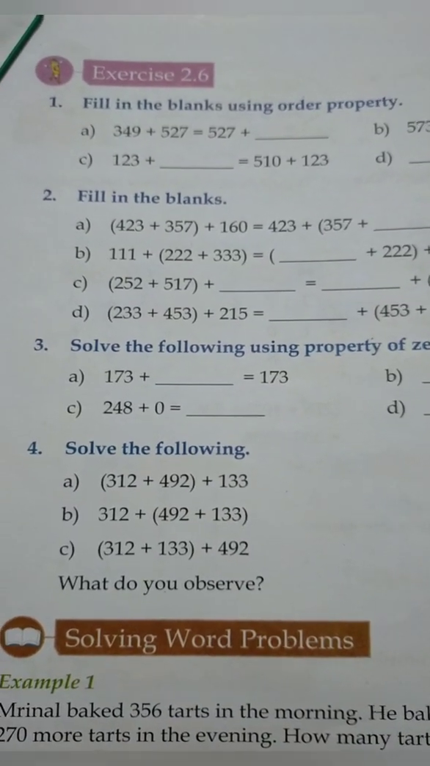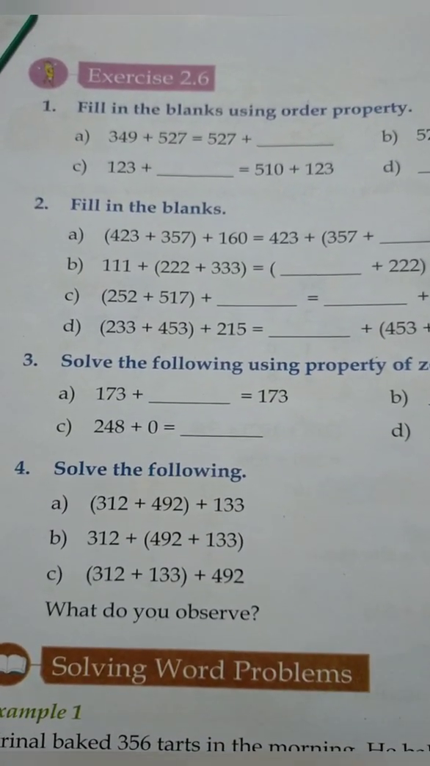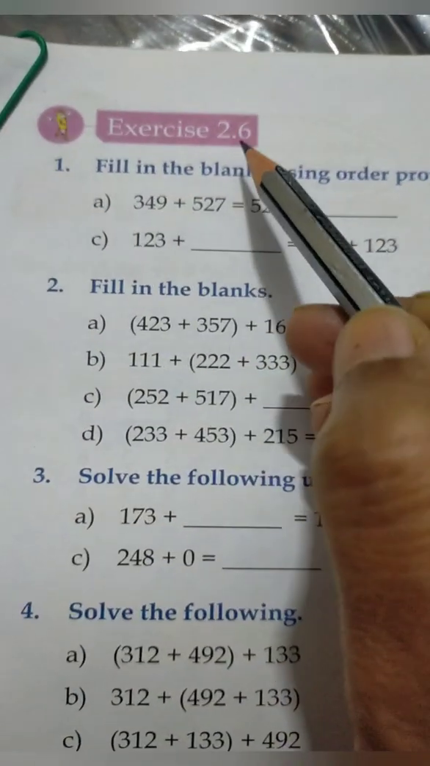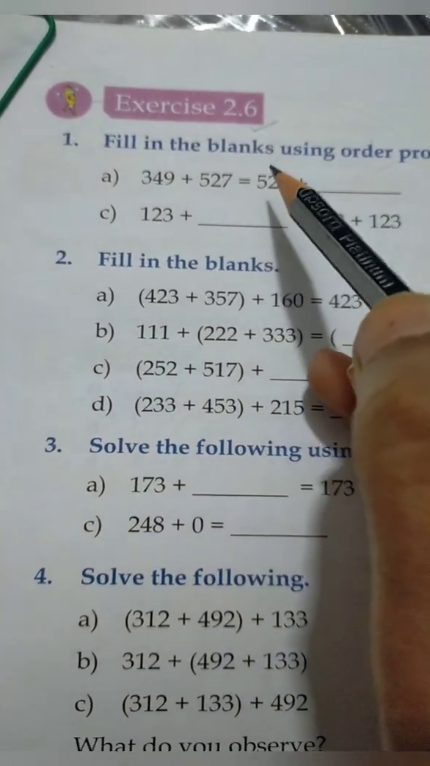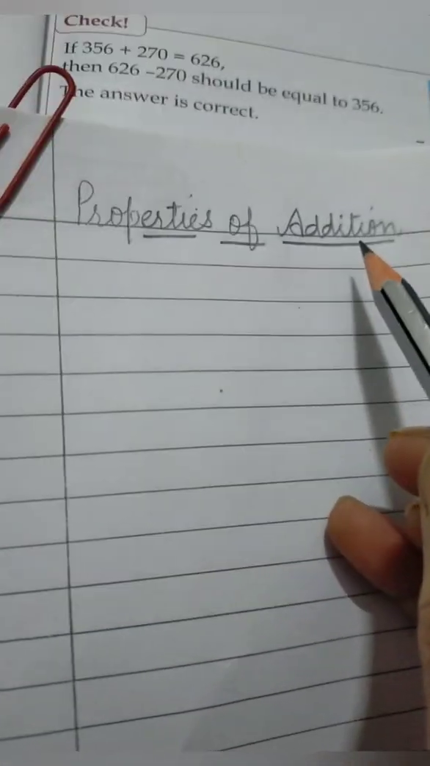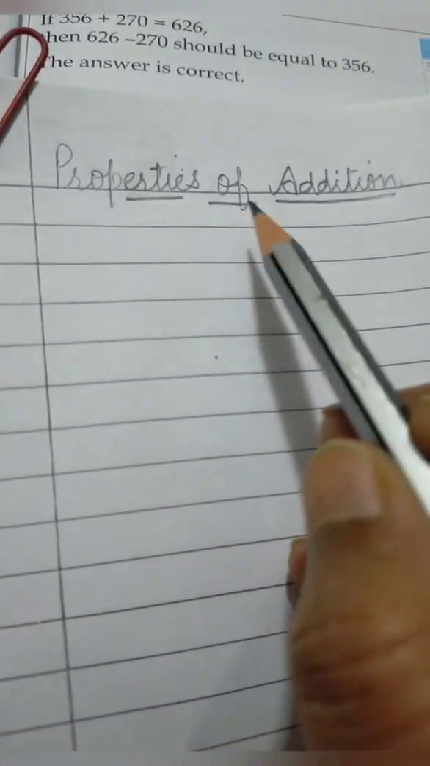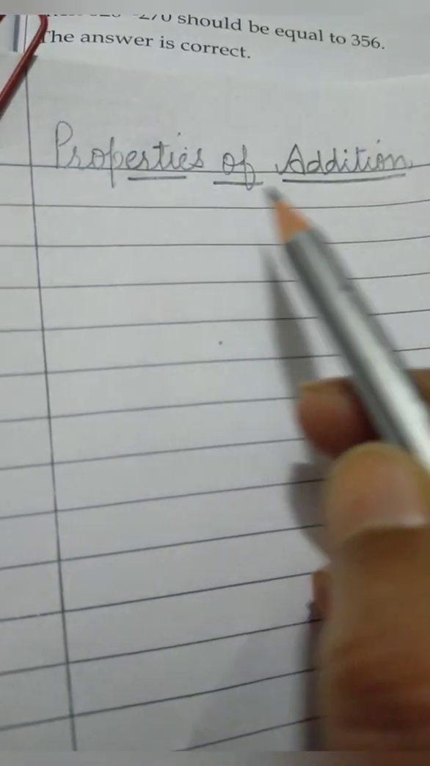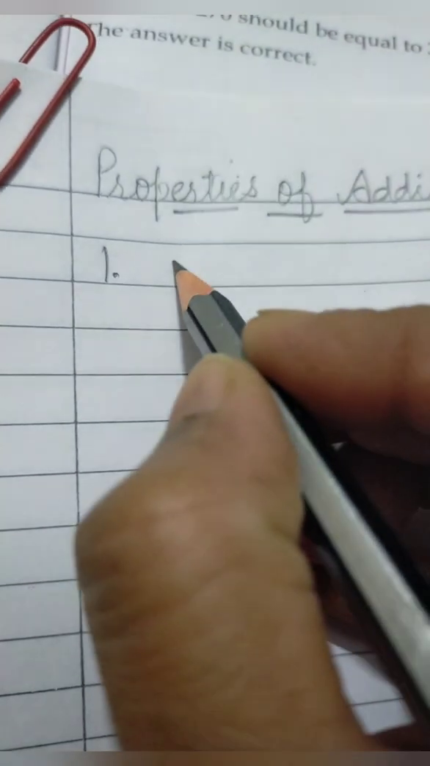Today in this video tutorial, I will tell you how to do the sums of exercise 2.6. In this exercise we will use properties of addition, meaning the special things regarding addition that we must know. The first property is the order property.